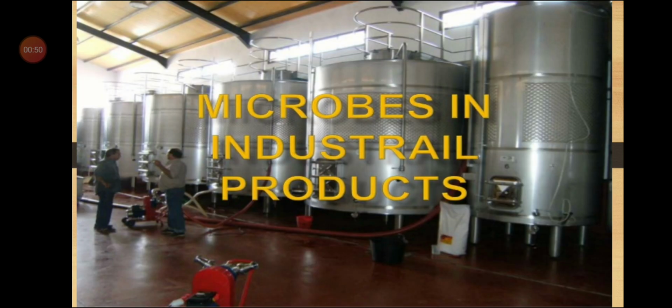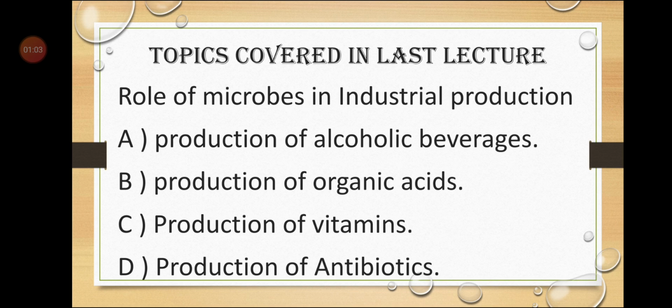From Microbes in Human Welfare we have started with microbes in industrial production. Till now, in our last lectures, we have studied the different industries: production of alcoholic beverages, organic acids, vitamins, and antibiotics. Two more industries are pending that we are going to study today.